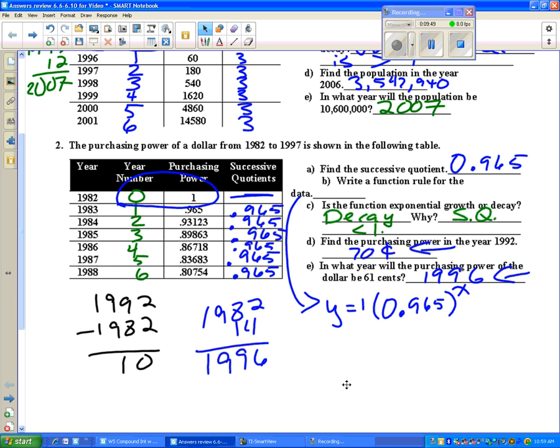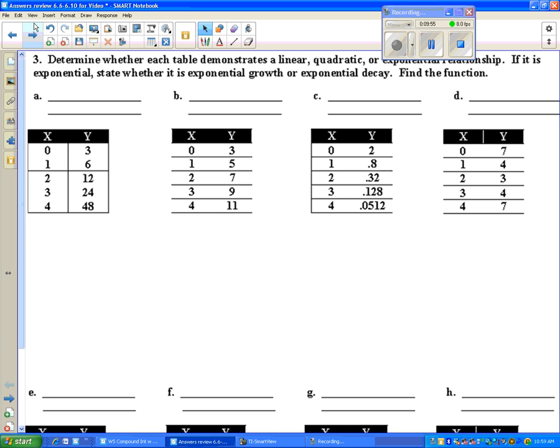Number 3 you have below. I put it on another page so that I would have more room. So number 3, determine whether each table demonstrates a linear, quadratic, or exponential relationship. If it is exponential, state whether it is exponential growth or decay. Find the function for each.